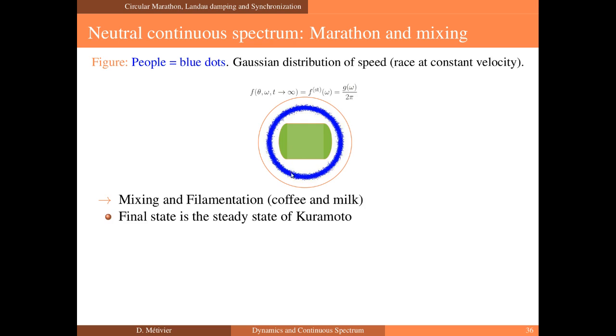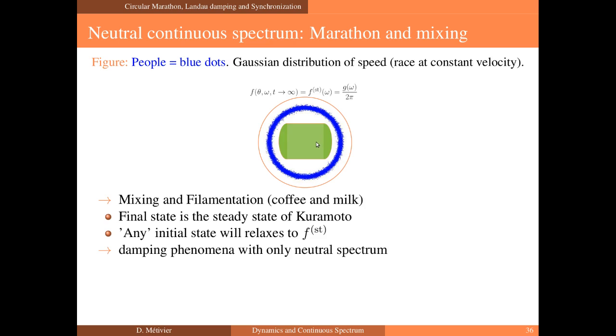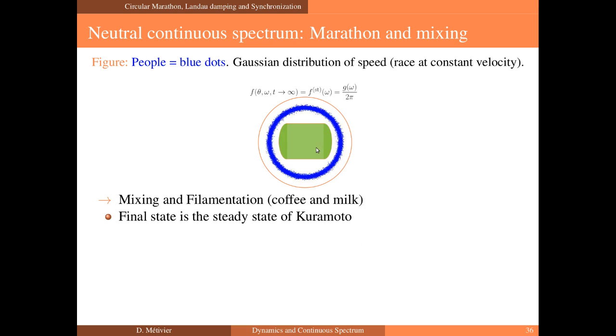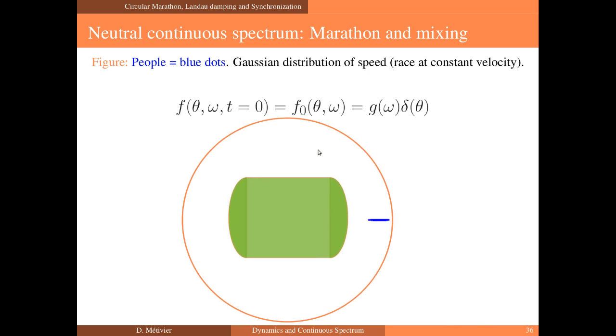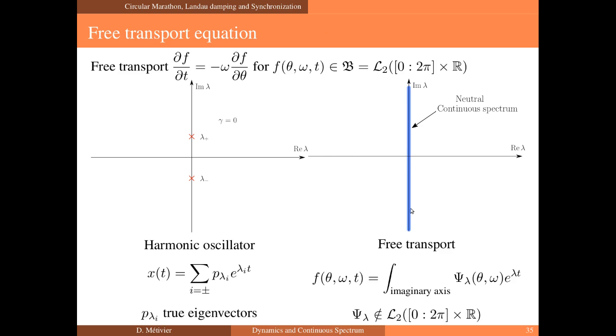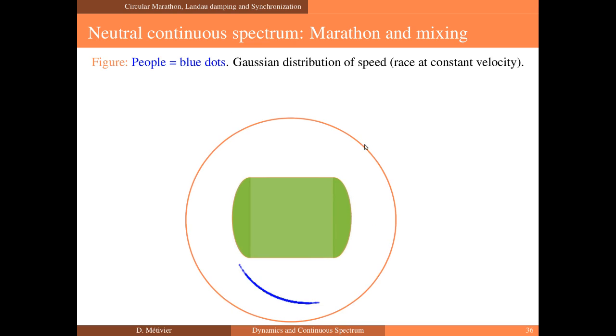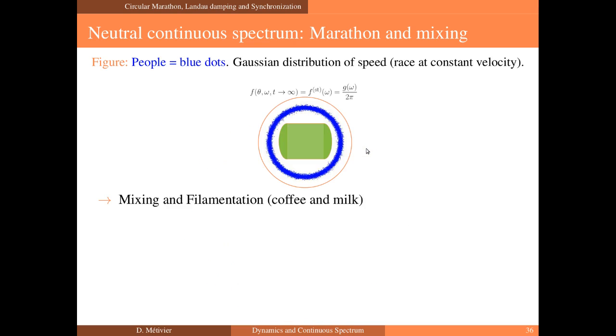I remember the damped harmonic oscillator. We always converge to the 0, 0 state. Here, we always converge to this state, but without any eigenvalue that has a negative real part. So it's really the effect of the continuous spectrum. The effect of this guy is to mix your system so that it relaxes to this state, okay?